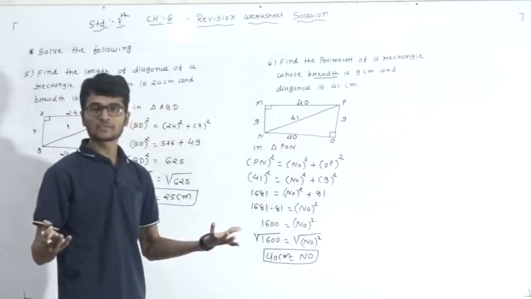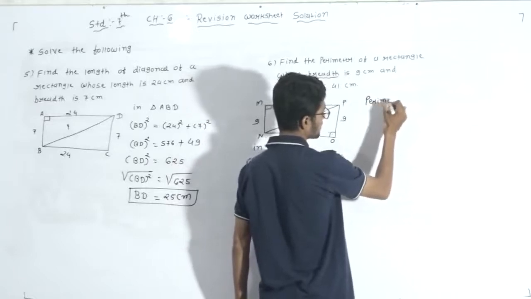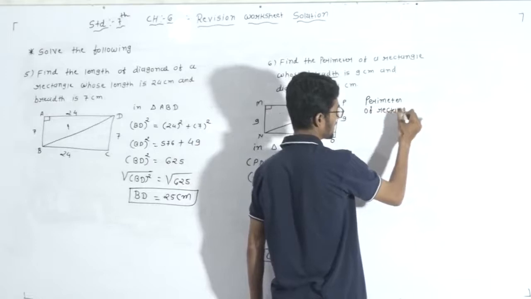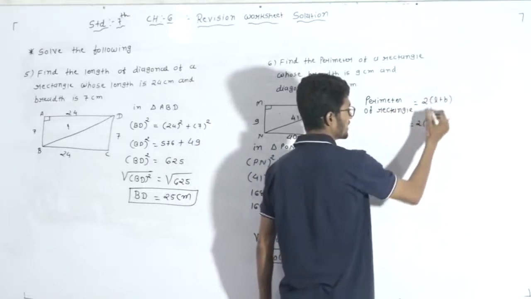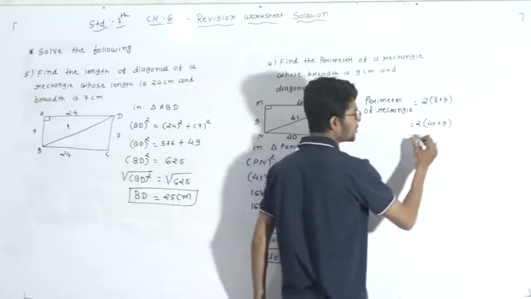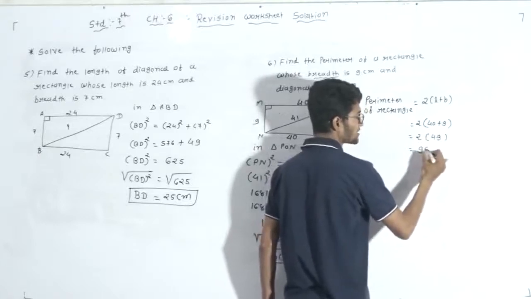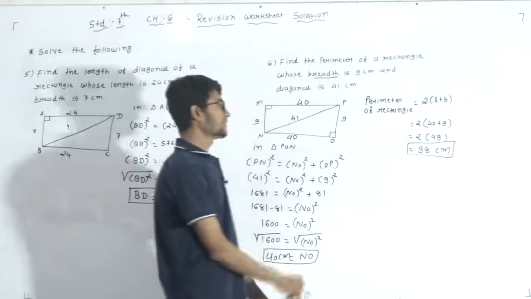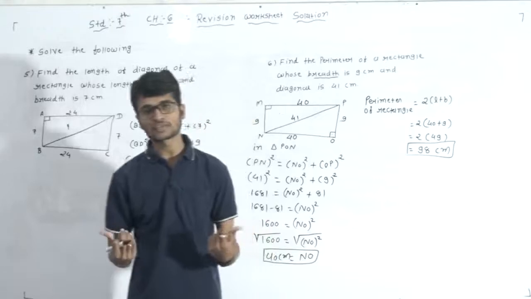Now length is given. So using the perimeter of rectangle formula, 2 in bracket length plus breadth. Length is equal to 40 and breadth is equal to 9. 2 times 40 plus 9 is 49. 2 multiplied by 49 is 98 centimeter. So the perimeter of the rectangle is equal to 98 centimeter. So understand these two questions.